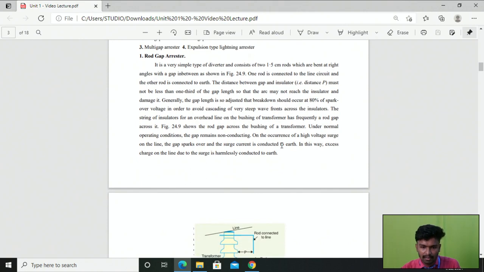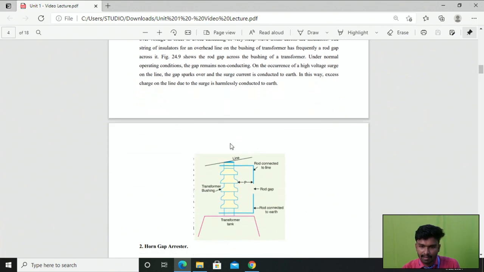Right, so the string of insulators for an overhead line and the bushing of a transformer frequently have a rod gap across it. You can look at this diagram, which shows the rod gap across the bushing of the transformer. Under the normal operating condition the gap remains non-conducting, because the normal working voltage flows through the transmission line. At that time it does not conduct across this gap.